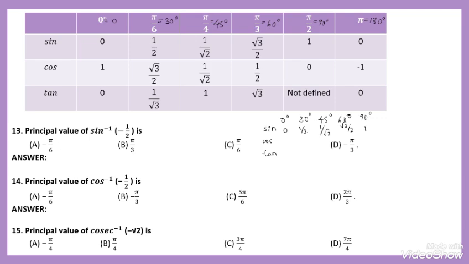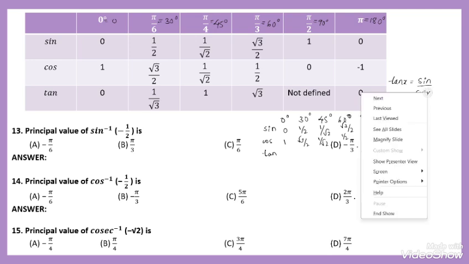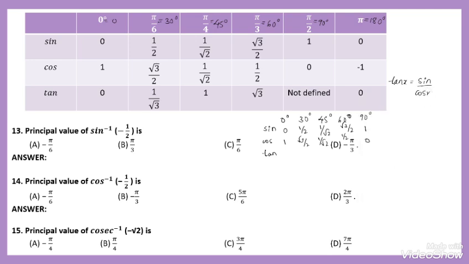For cos, take all the values in reverse order. First cos 0 is 1, then root 3 by 2, 1 by root 2, 1 by 2, and finally 0 for cos 90. This is the cos function. Next, for the tan function, we already know the property: tan x is equal to sine by cos.